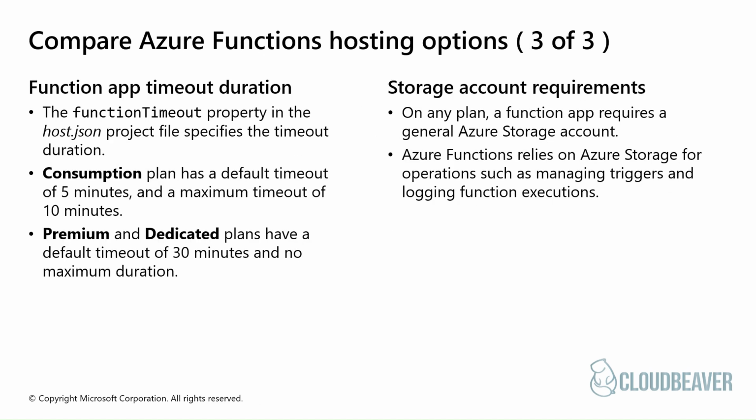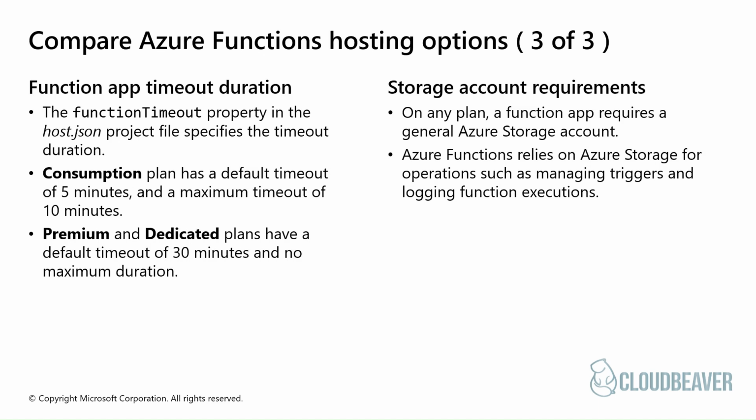Now regarding function hosting options, an Azure function app will have a timeout duration. That's the timeout property that can be found in the host.json file of a function project you create. A timeout can be useful to specify how long a job can run, and usually can go up to 1 hour depending on the pricing tiers.